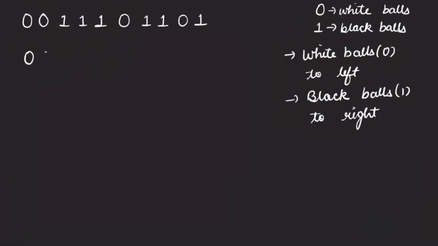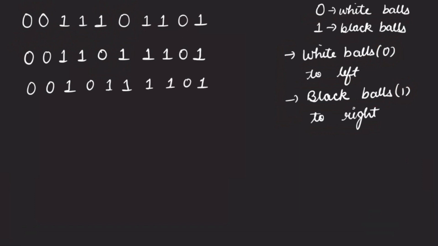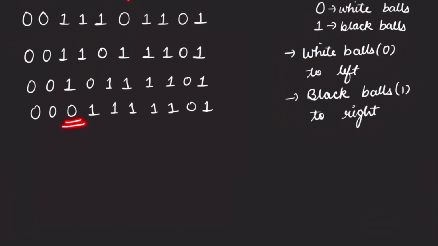So when you perform the first swap, the string will look something like this. Then in the second swap, you will swap these two, so your string will become like this. Now when you perform the third swap, you will swap these two, giving 0, 0, 0, 1, 1, 1, 1, 1, 0, 1. So now we have successfully moved this 0 towards the left. Now the next 0 that we should move towards the left is this one. And how are you going to move it? By swapping it with all these ones.